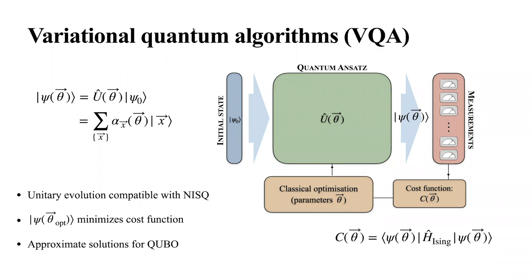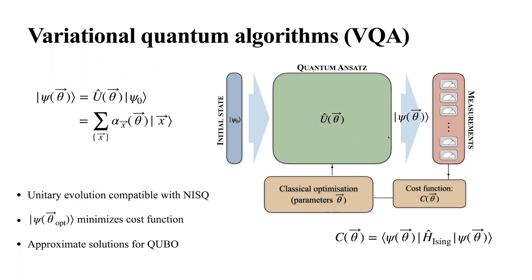Okay, so the idea is that we have an input state, it will evolve under this quantum ansatz, this unitary evolution. We're going to measure the output, making a series of measurements on the state. We're going to use that to evaluate a cost function, in this case the mean value of the Ising Hamiltonian. And then we're going to use classical computational power to optimize those parameters. So U is parameterized by a set of parameters now.